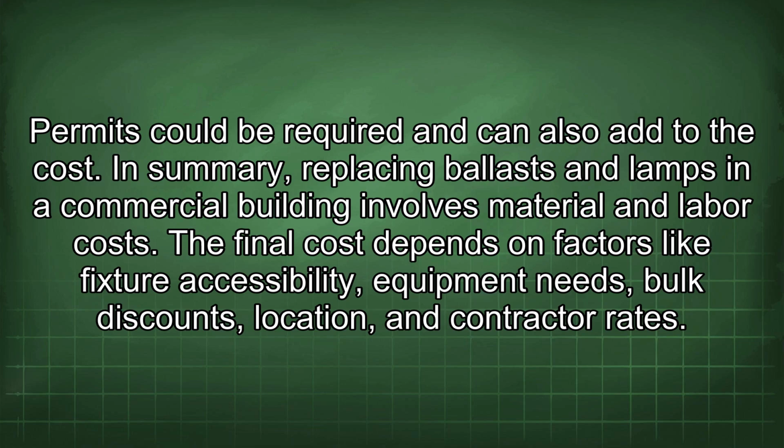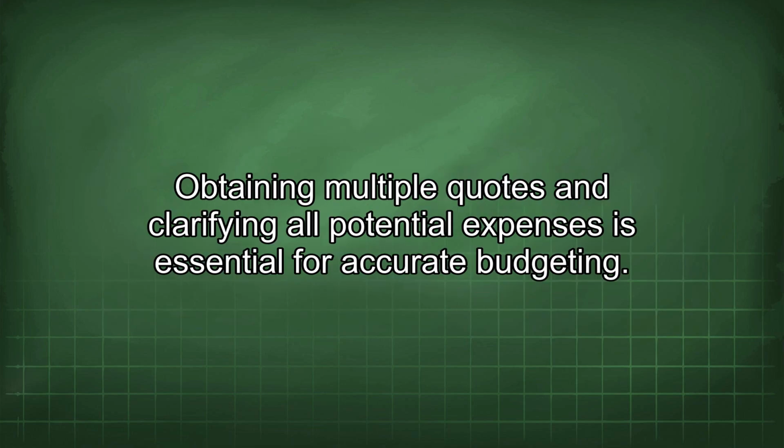In summary, replacing ballasts and lamps in a commercial building involves material and labor costs. The final cost depends on factors like fixture accessibility, equipment needs, bulk discounts, location, and contractor rates. Obtaining multiple quotes and clarifying all potential expenses is essential for accurate budgeting.